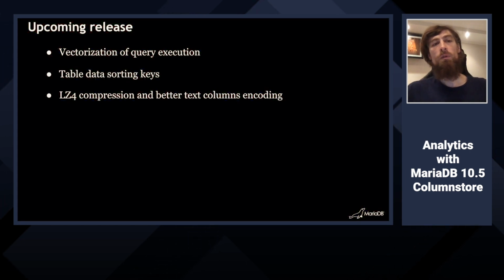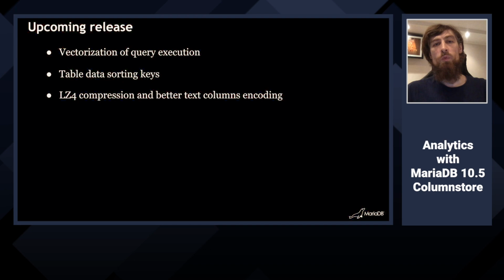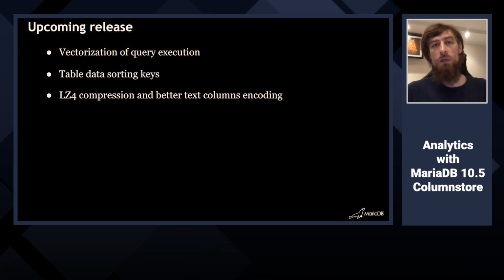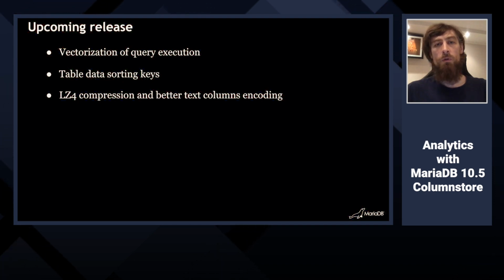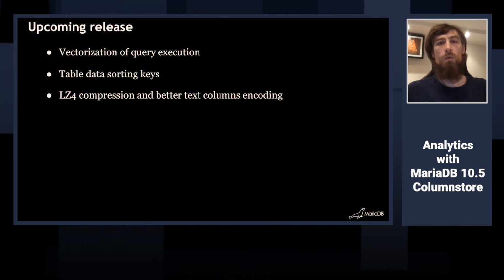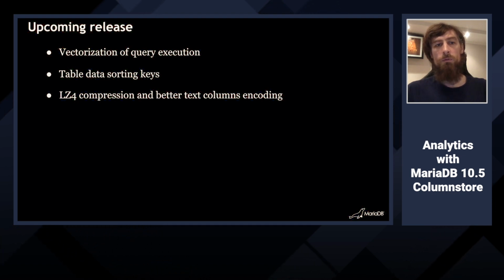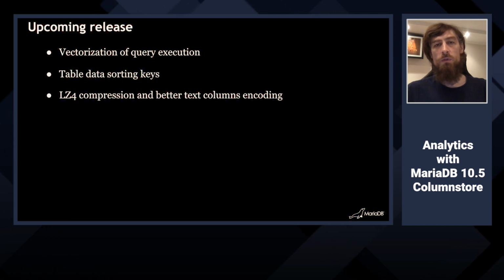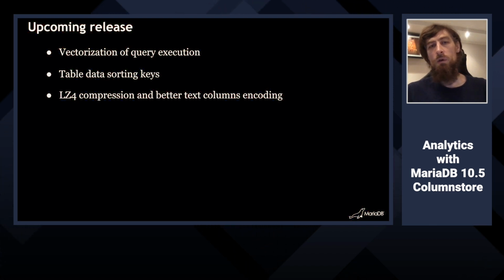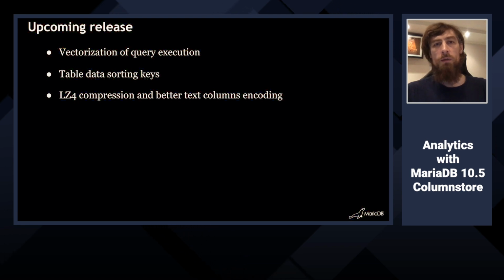And with this slide, I would like to touch base with what directions we're going to take in the future development of ColumnStore. Our most important target is the vectorization of query execution. So we will speed up the performance of ColumnStore even better. We also introduce table data sorting keys to orient the data on disk, and we add LZ4 as a compression method and improve our text columns encoding schemas.